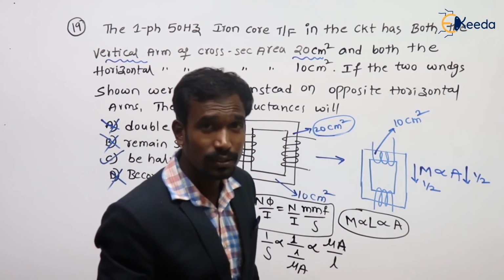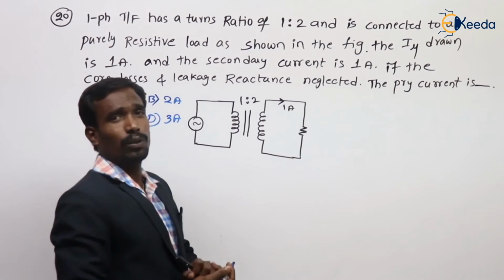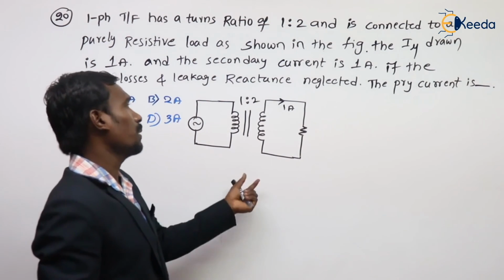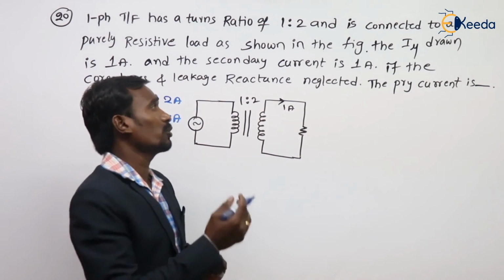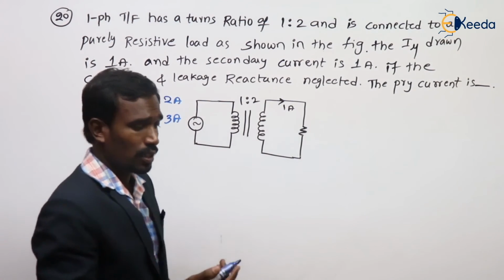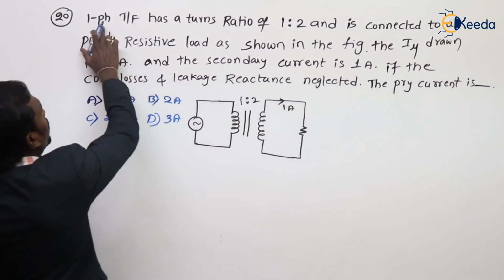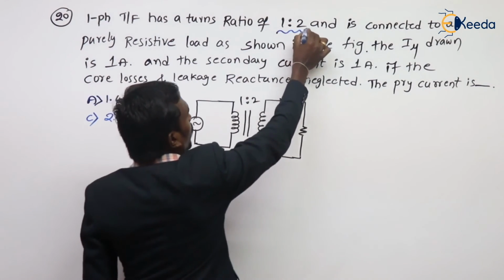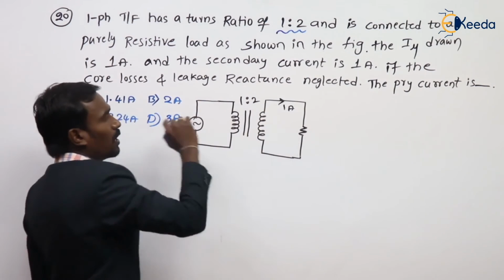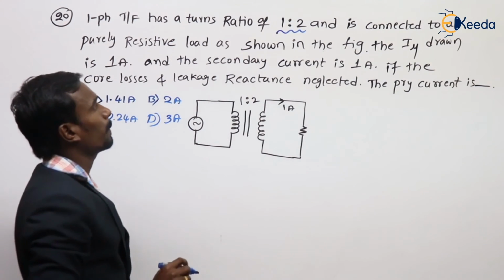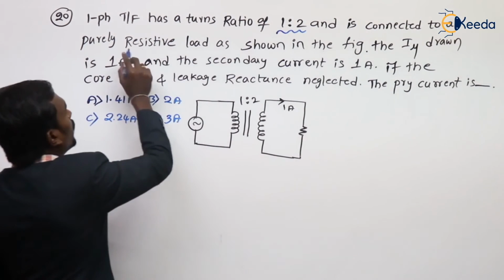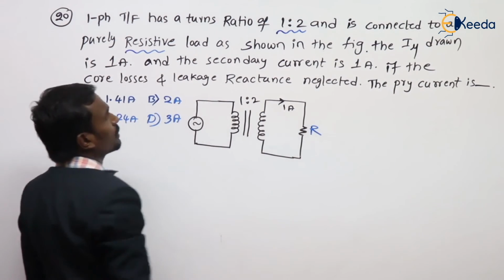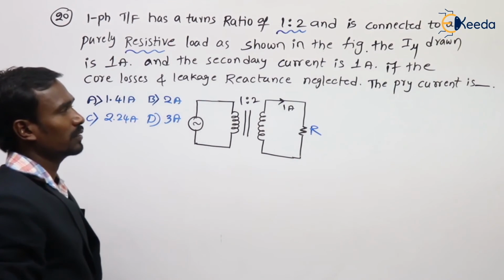Did you understand? Right? In this video, we are going to discuss a question. This is very important; they will ask you like model questions. Let's see. A single phase transformer has a turns ratio of 1:2, and is connected to a purely resistive load as shown in figure.